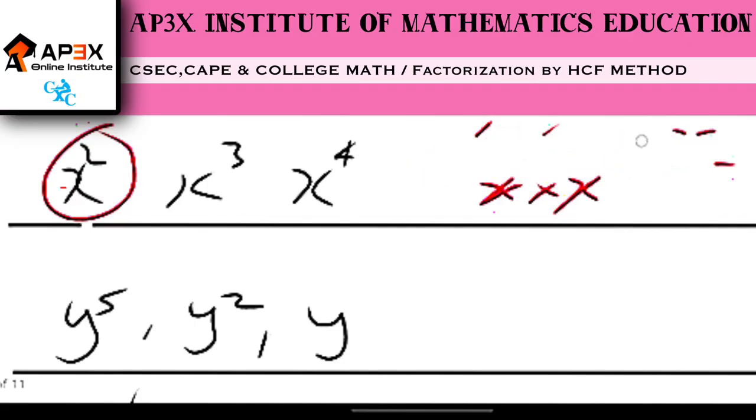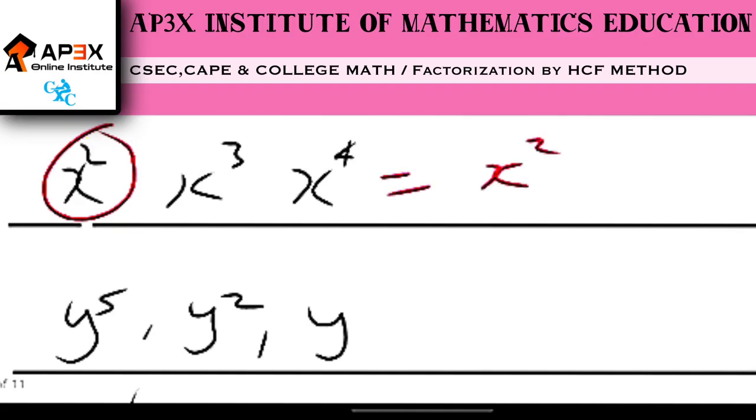Now advanced or intermediate students will simply use the laws of indices and recognize that x⁴ divided by x² is going to be x², x³ divided by x² is going to leave us with x, and x² divided by itself will leave us with 1. So therefore it's very, very clear that our HCF in this case is in fact x squared.